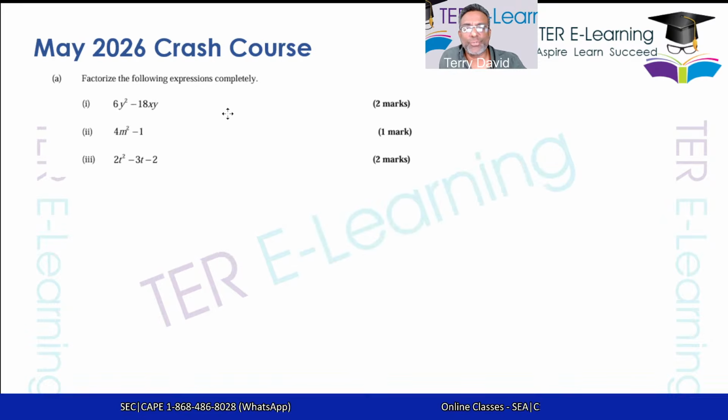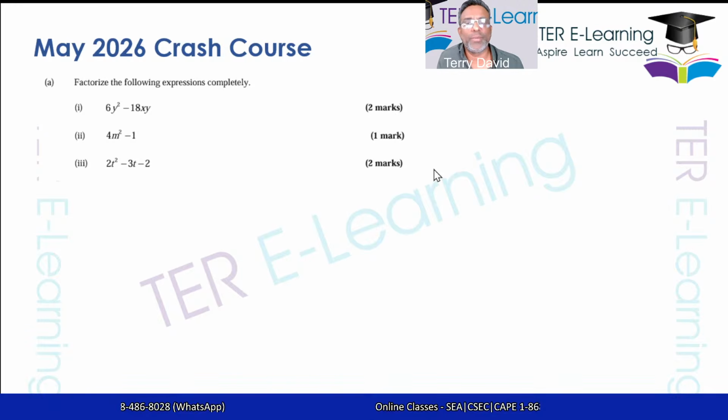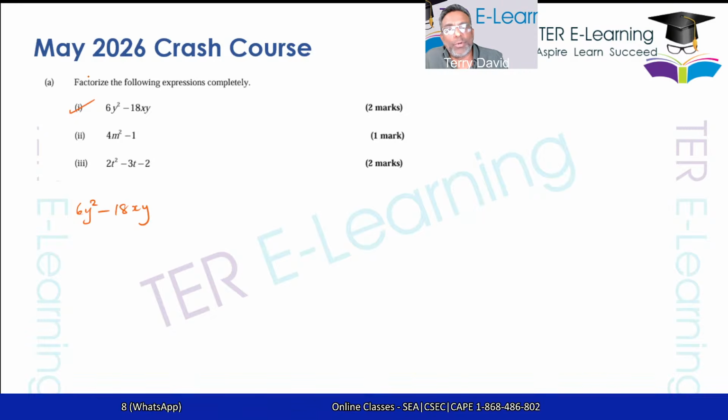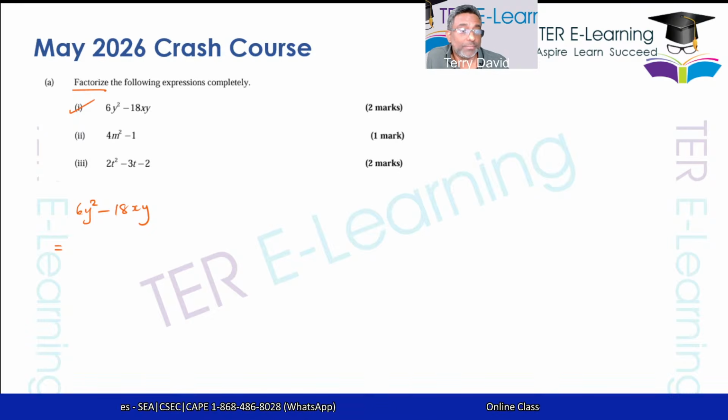All right, so question 2 in your exam is going to be based on algebra, and this is typically one of the most challenging things for students. So we have a question here. We have 6y squared minus 18xy, and we want to factorize this. First of all, there are 4 different methods of factorizing that could potentially come in the exam.